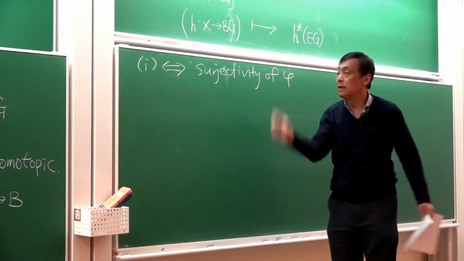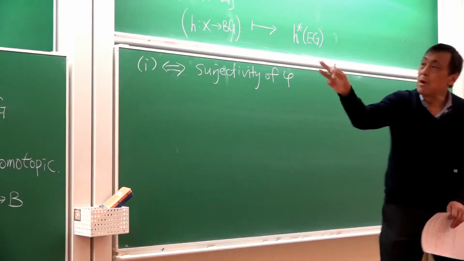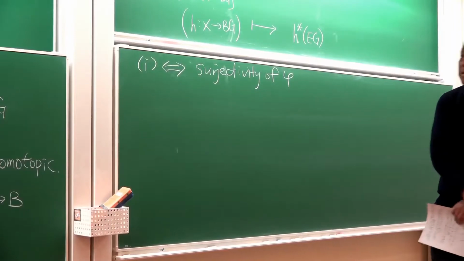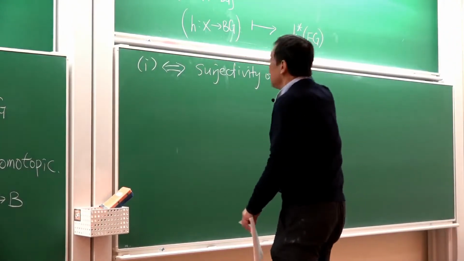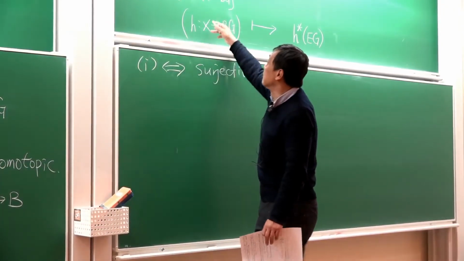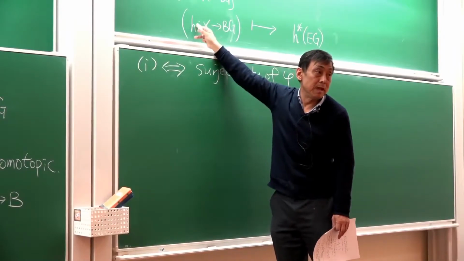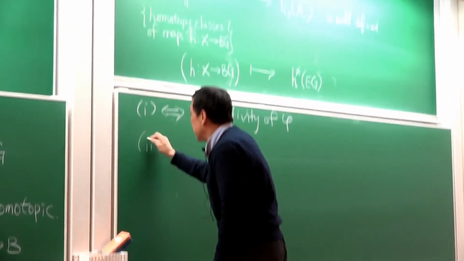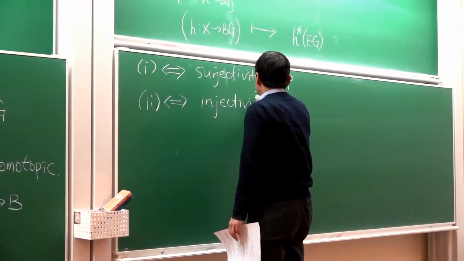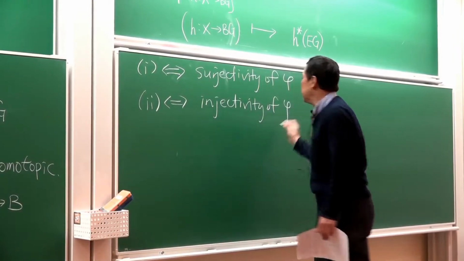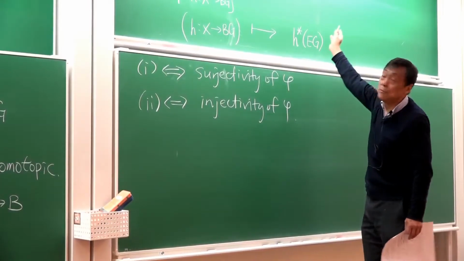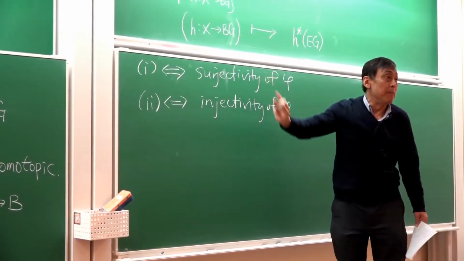Of phi. And what does property 2 tell you? Yeah, injectivity. If you have two such maps, then they are homotopic, so they belong to the same homotopy class. So property 2 is equivalent to the injectivity of phi. And therefore, if you start with the universal bundle, then phi is a bijection.